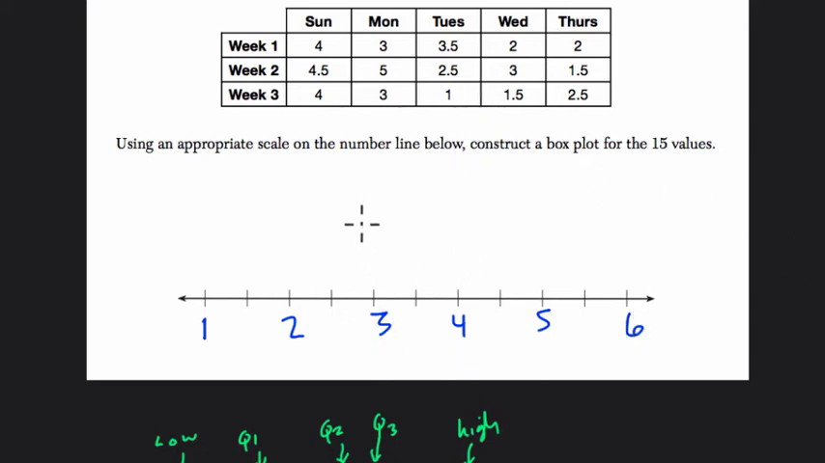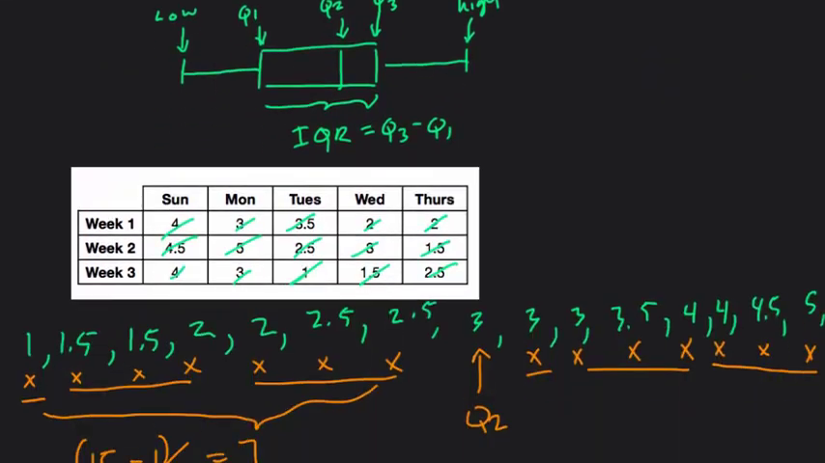We know that our median, we just said, is at 3. That's our Q2. And we know our low value is over here at 1. Put a smaller dash there. And our highest value is 5 here. So now we need our other quartiles.